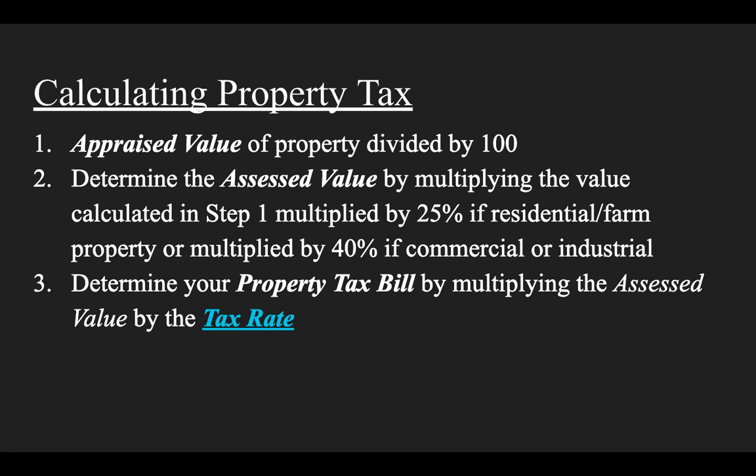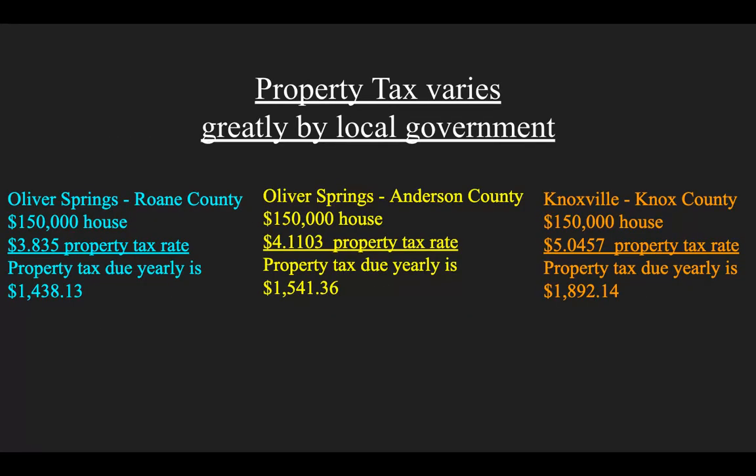So property tax is going to vary very greatly depending on the local government that you might be a part of. So this is the formula that you have to go through to determine what the property tax is. If we look at this, we're going to notice a house that's worth $150,000. One of those might be in Oliver Springs in the Roane County part, another one in Oliver Springs, Anderson County part, another one might be in Knoxville, which is in Knox County, if you don't know where Knoxville is. As we see, there are different property tax rates.